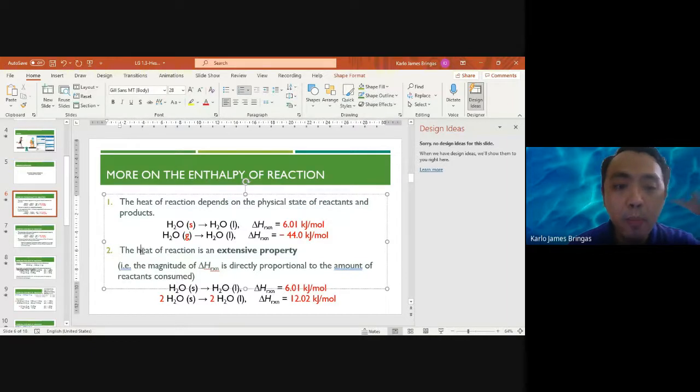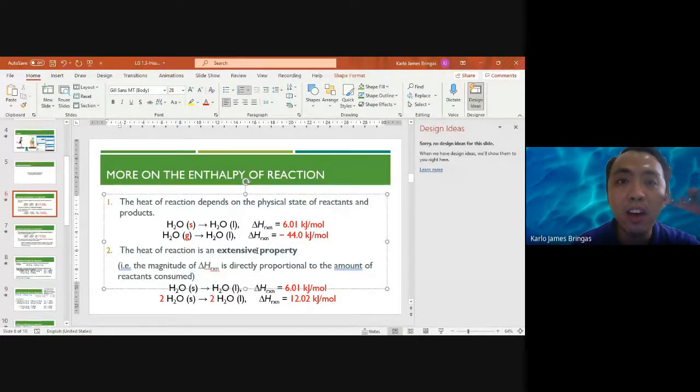Another property that we also observe is that the heat of reaction is an extensive property. Now, by extensive property, we mean to say that the delta H reaction is dependent on the amount of reactants that are consumed or the products being formed. So that's what we mean by extensive.